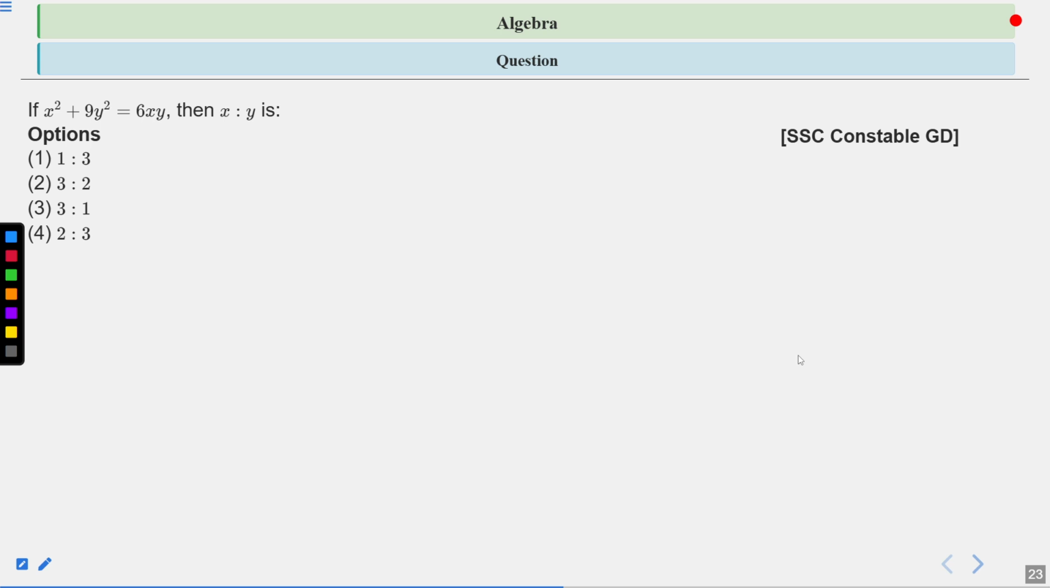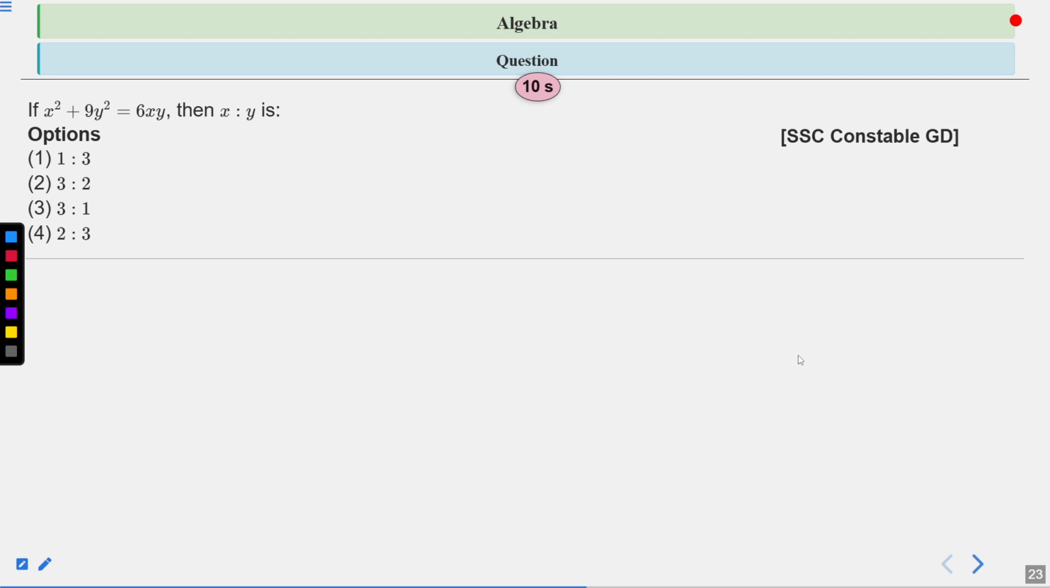If x square plus 9y square equals 6xy, then what is the ratio of x and y? This question was asked in the SSC Constable GD exam. There are 4 options. First one is 1:3. Second is 3:2. Third one is 3:1. And fourth one is 2:3.